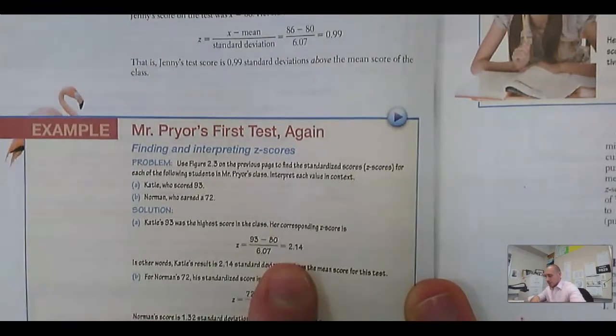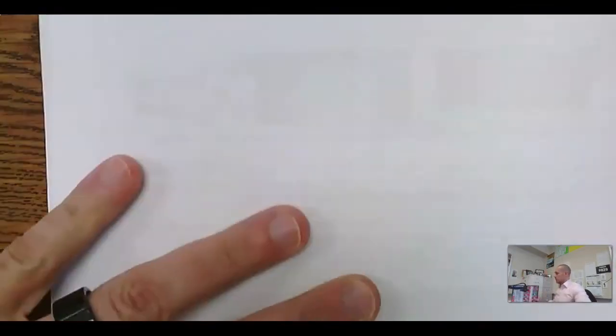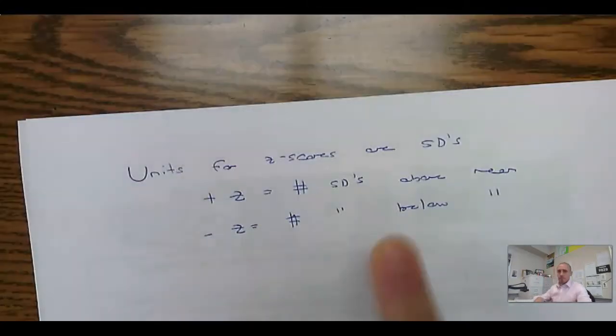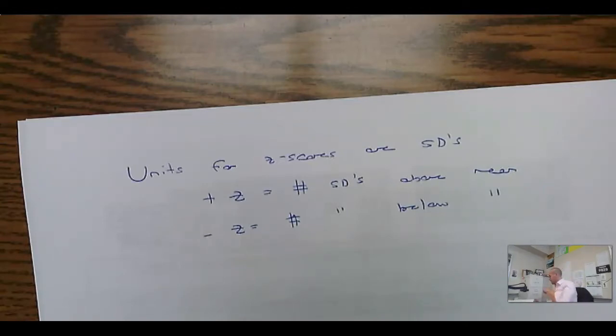A couple things to keep in mind with z-scores. Z-scores measure in terms of standard deviation units. So the units for z-scores are standard deviations. If you have a positive z-score, you're that number of standard deviations above the mean. Negative z-score, you're that number of standard deviations below the mean. So if I have a z-score of negative 0.5, that means my height is 0.5 standard deviations below the average height. So you have to be able to calculate and interpret a z-score.